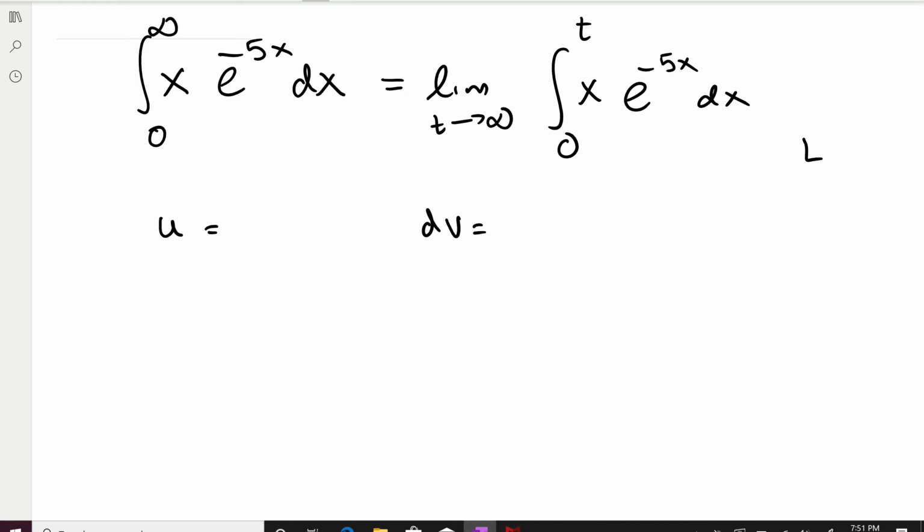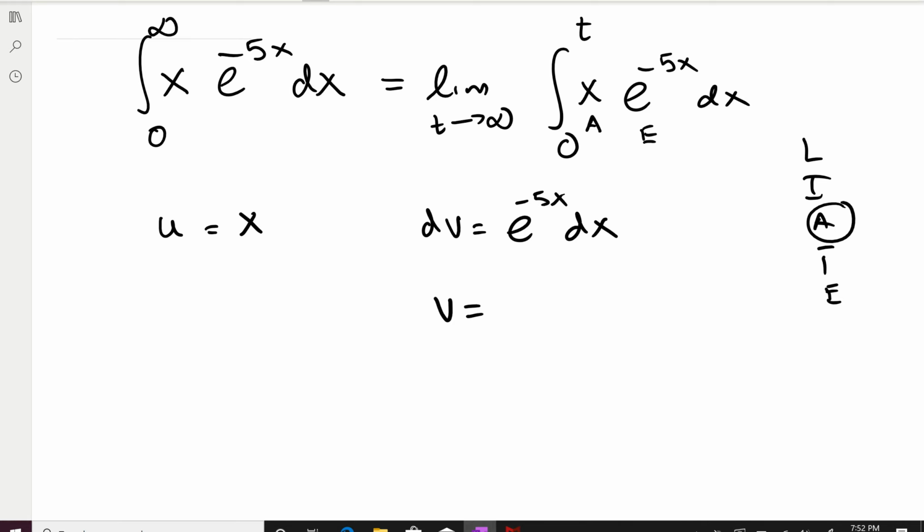Now based on the LIATE rule, we have an algebraic function here and an exponential function here. The algebraic function comes top on the list, LIATE. So for u, the algebraic function gets selected. So the choice for u is x, and dv is e to the negative 5x dx, the rest. Now to use the integration by parts formula, we have to find v.